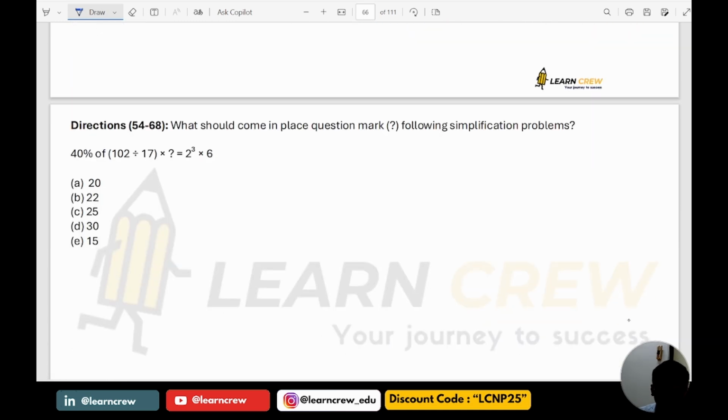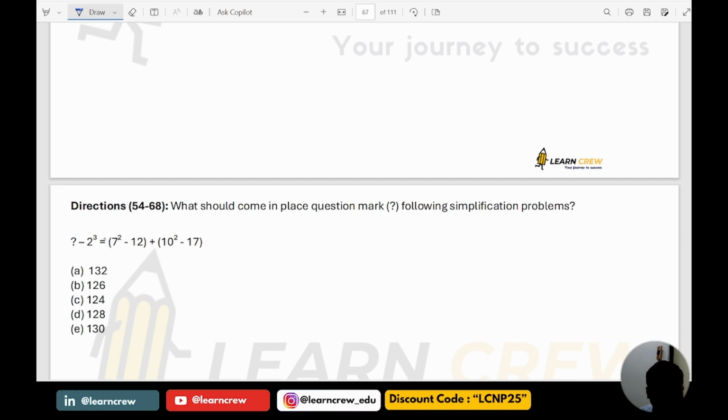Next, 6 into 8 is 48. Okay, so 6 into 120, 6 into 20. So it has to be 20. Next, now 10 square minus 17 plus 7 square minus 12 plus 2 cube. So 100 minus 17 is 83. 49 minus 12 is 37. So 83 plus 37 is 120, plus 8, 128. So the answer is 128. Am I correct or not? Right.